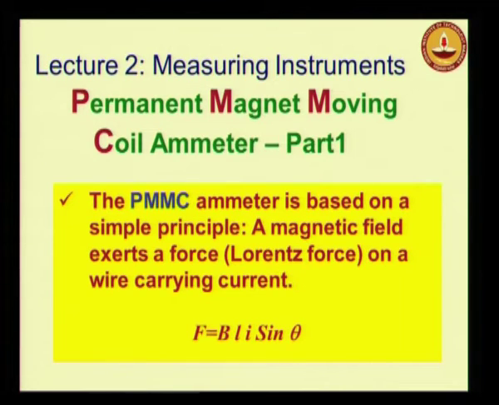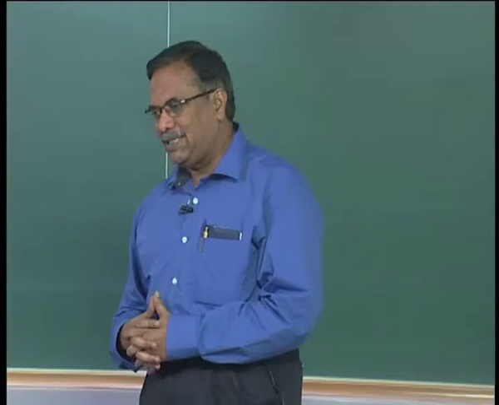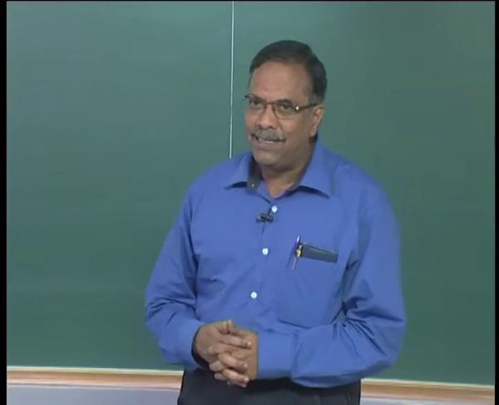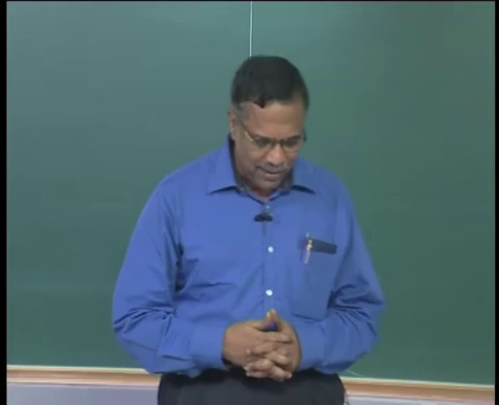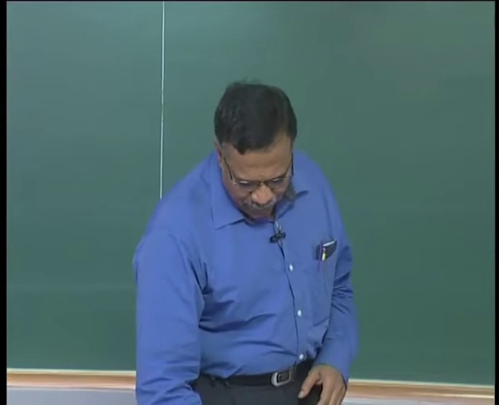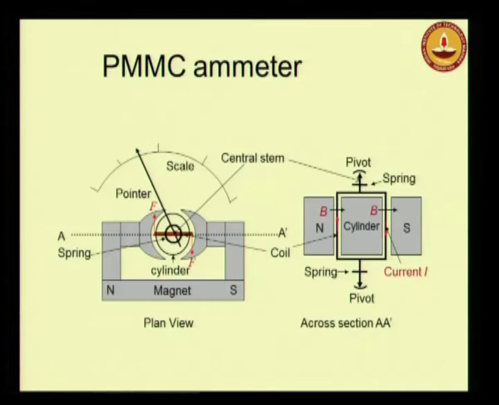It also happens to be the very first electrical measuring instrument that was developed. The principle is very simple. We use the force that would be exerted on a conductor carrying current in a magnetic field. This force is known as the magnetic Lorentz force. And in the last class we looked at the PMMC meter in detail.